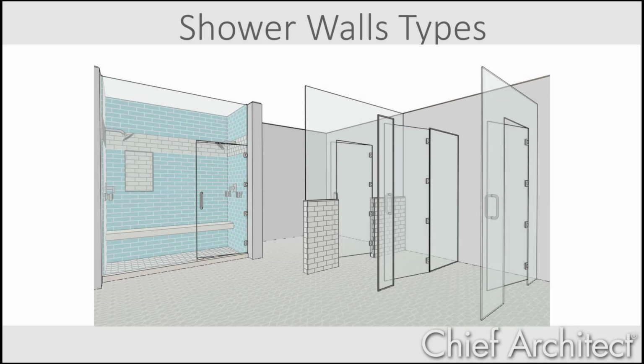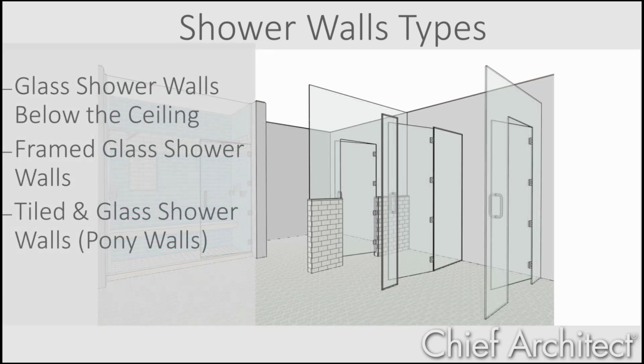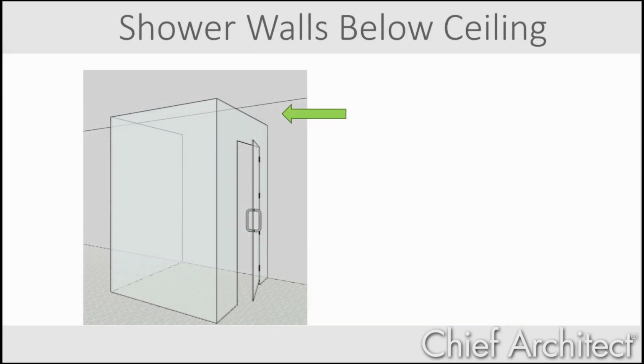In this video, we will look at the different types of shower walls. Specifically, we'll cover three types: shower walls below the ceiling, framed glass shower walls, and a pony wall that is tiled on the lower portion and glass on the upper. Let's begin with the glass wall that is below the ceiling.